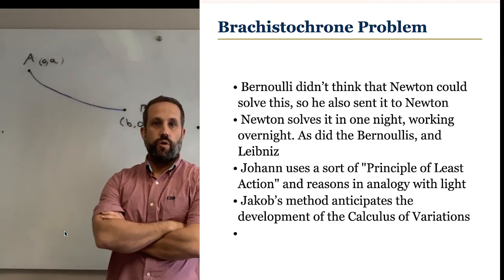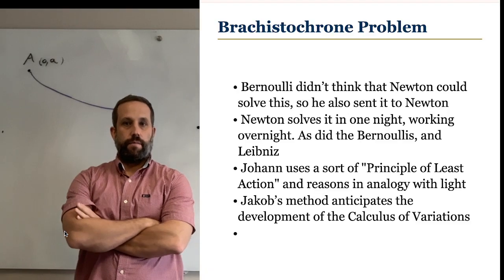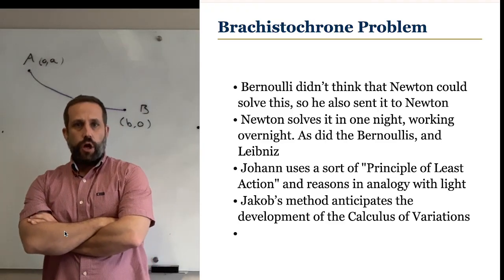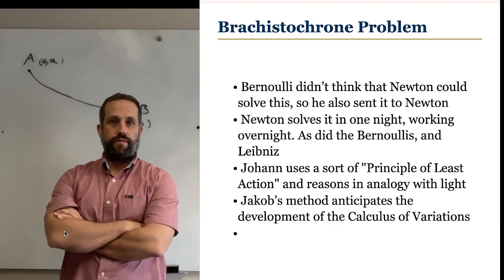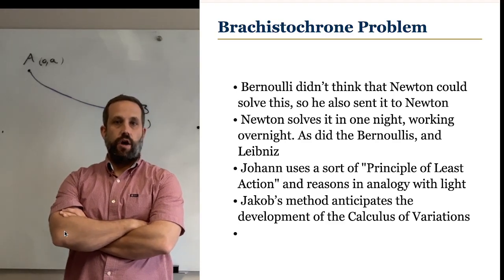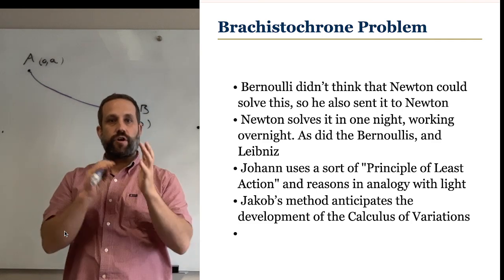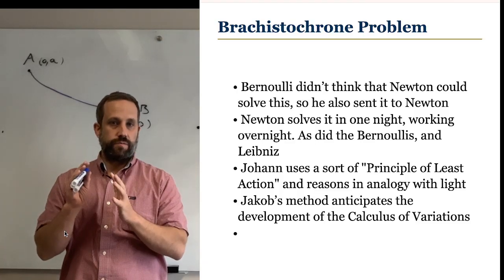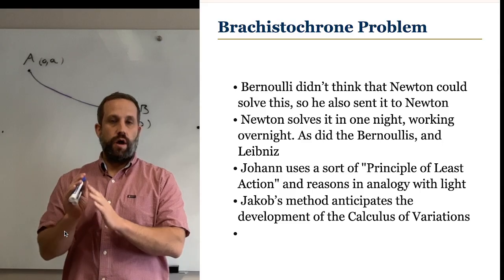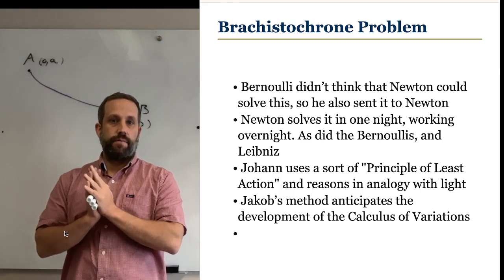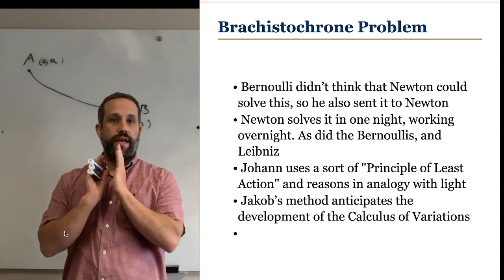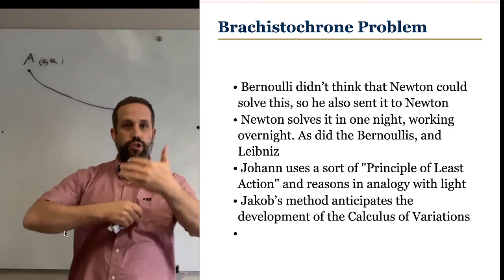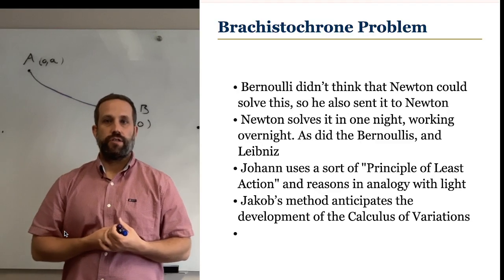Johann Bernoulli solved it, Jacob Bernoulli solved it, Leibniz solved it, and Newton solved it. Now, Johann Bernoulli uses a kind of principle of least action, that is, nature is going to do the thing that costs the least amount of whatever. That's how he solves this problem. Now, I'm going to post a video from the Veritasium YouTube channel where they go over the solution to this problem and actually go a little bit further than what we're going to talk about, and also will intersect with some of the other things that we're going to talk about.